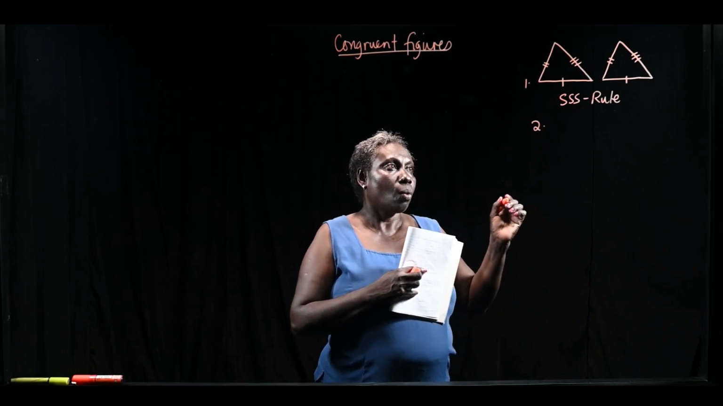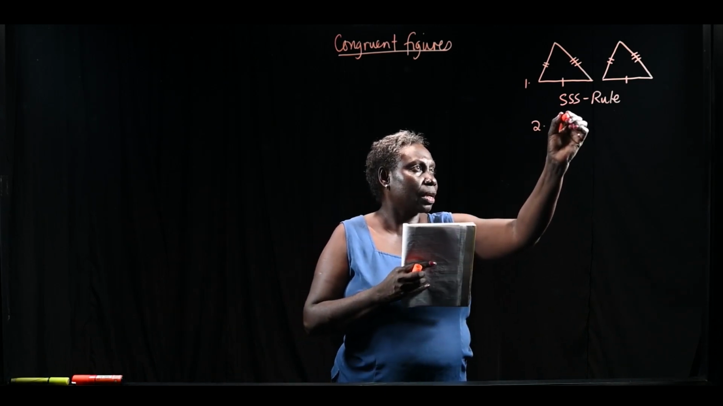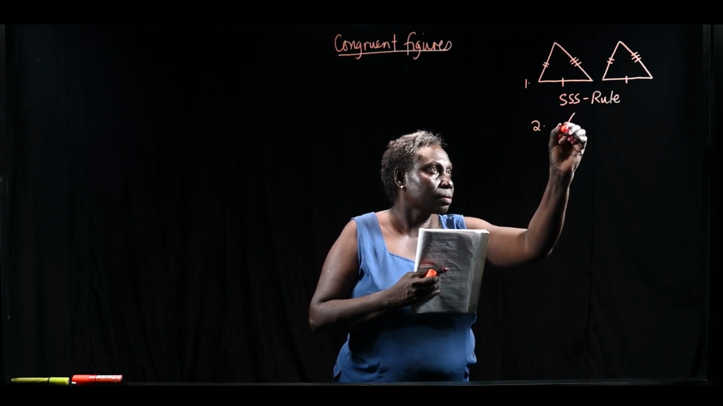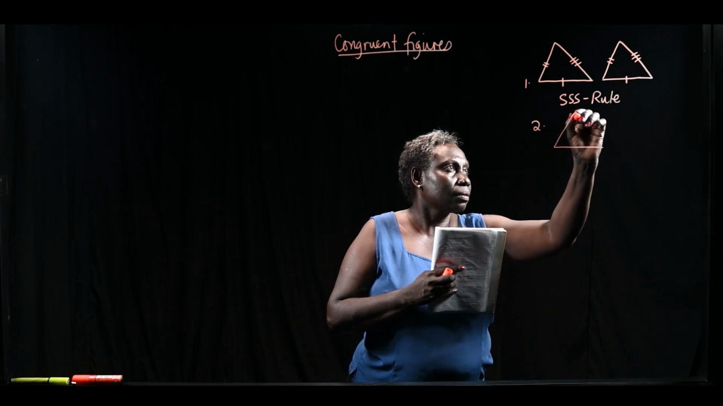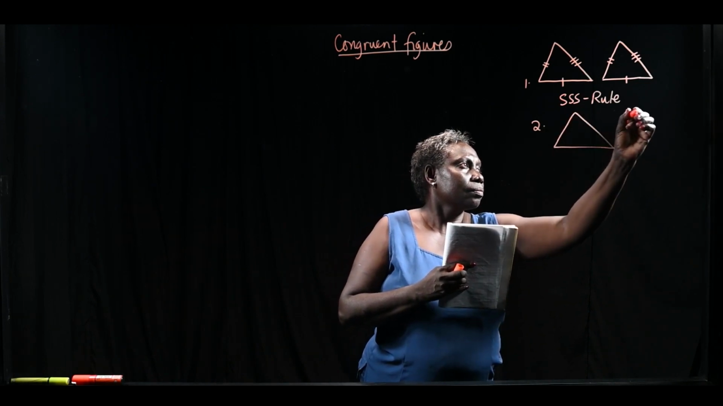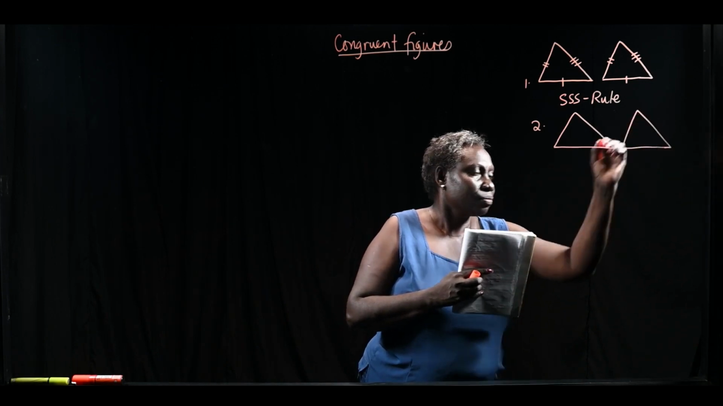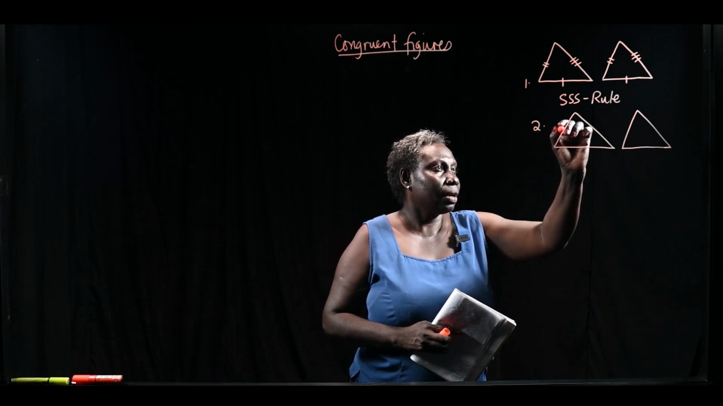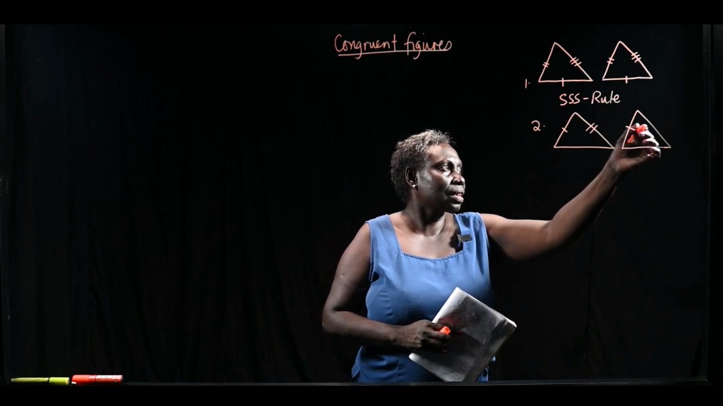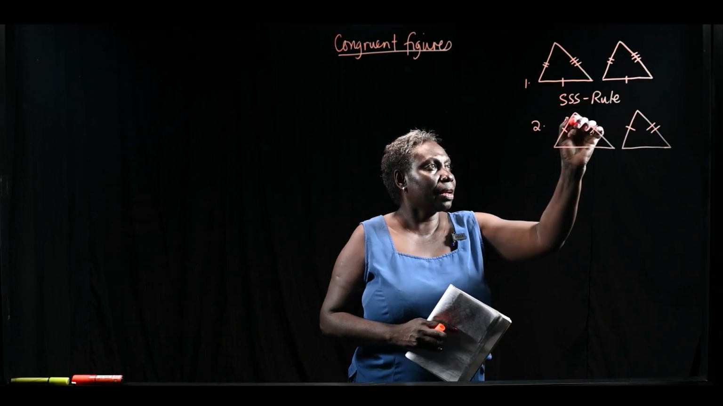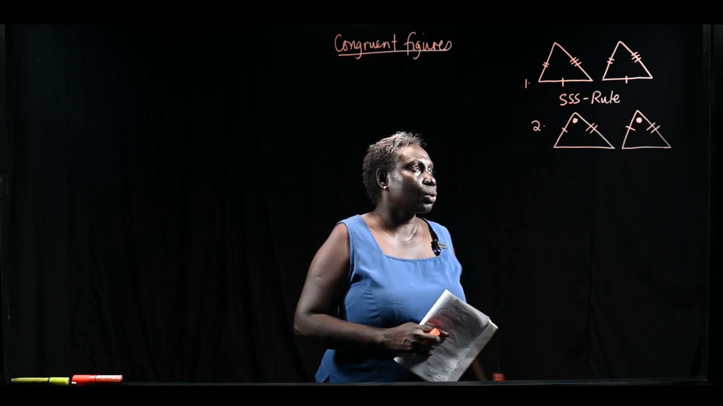We also want to find out why triangles are congruent. So this time I have again two triangles which are congruent. Here I have these corresponding sides which are also equal, these corresponding sides which are also equal, and the angle included which are also equal.